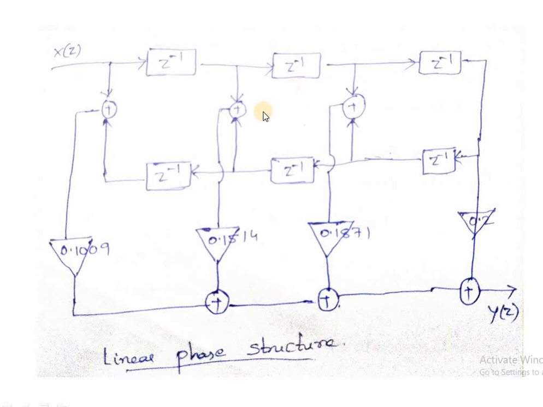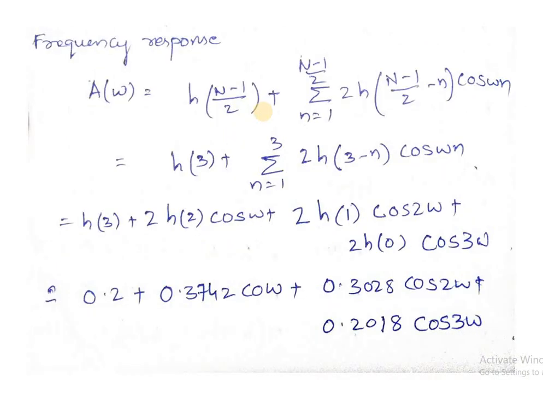And sometimes you might also be asked to go with the frequency response. Since we have chosen a symmetric impulse response with odd number of values, from the tables that we have written earlier in the features of our linear phase FIR filters, we identify this is a case 1 structure. Therefore the magnitude response of the case 1 structure is given as h of (N minus 1) by 2 plus sigma n equal to 1 to (N minus 1) by 2 of 2 h of (N minus 1) by 2 minus n cos omega n.